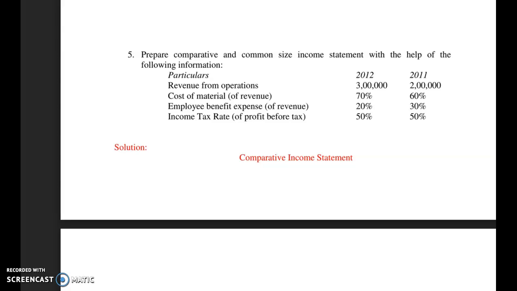Now see, the information is given. Revenue from operations for 2011 is 2 lakh, for 2012 it is 3 lakh. Cost of material is 60% and 70% of revenue. Employee benefit expenses are 30% and 20% of revenue. Income tax rate is 50% of profit before tax, the same for both years. So we see that these other important items are given in terms of percentage. So first of all, we convert these percentages into amounts so that we can very easily prepare the common size statement.